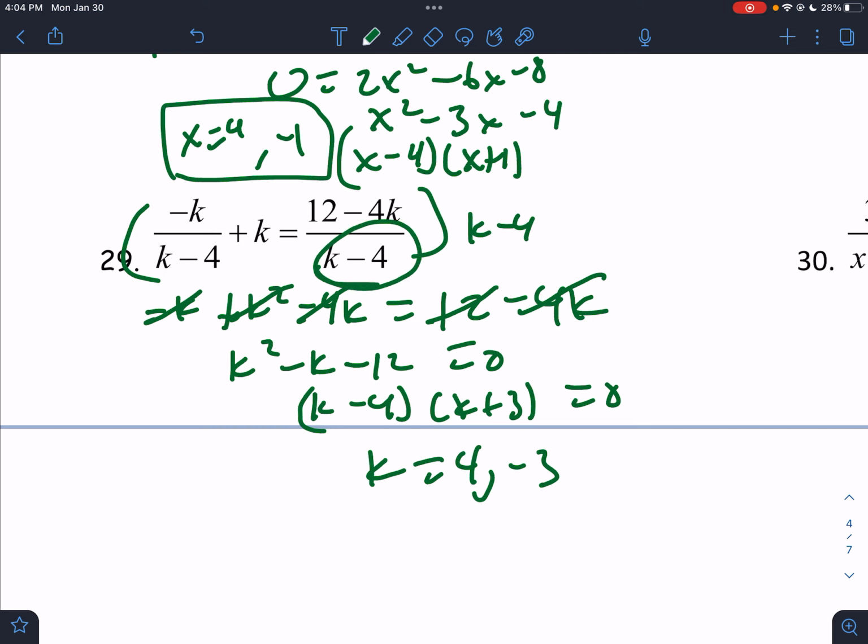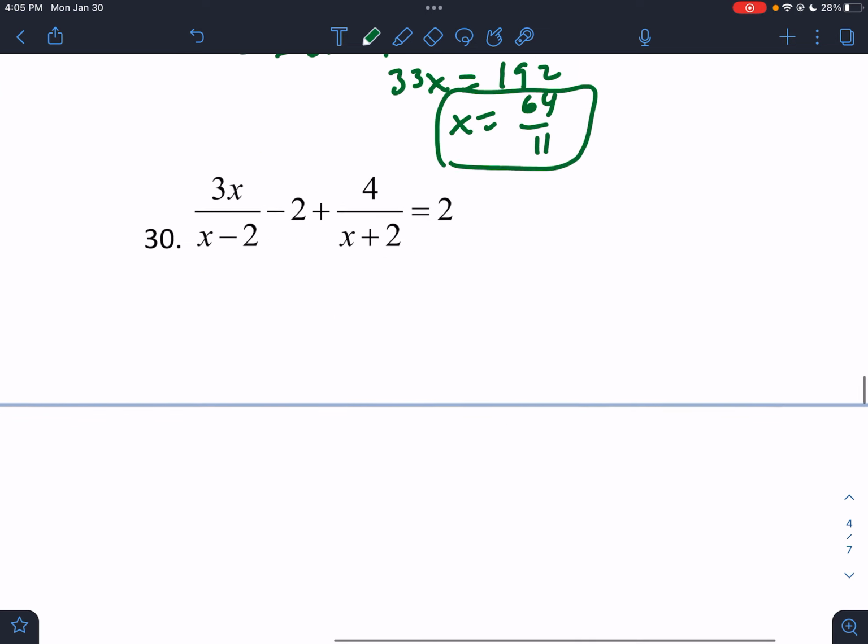Go back up here, though. Look, k cannot equal 4. Negative 3 is the only one that works. Got it.